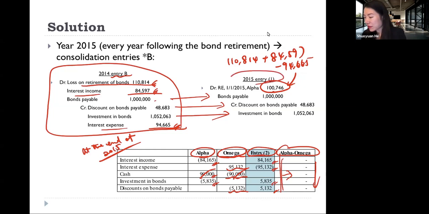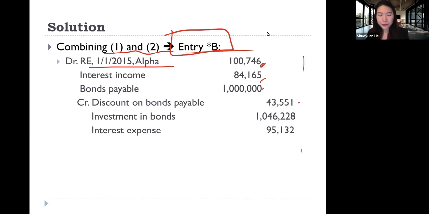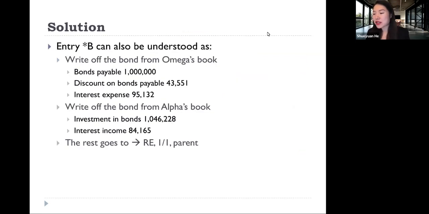So this is the first part of the star B entry. This is the second part. If we combine those two parts, that will give you entry star B, which is debit retained earnings for this amount. Those you can just figure out yourself. It's very easy. You just combine those two entries. And the same as what we did in entry B, there's actually an easy way to get the star B entry. Instead of going through all of those general entries, the star B entry just has two purposes.